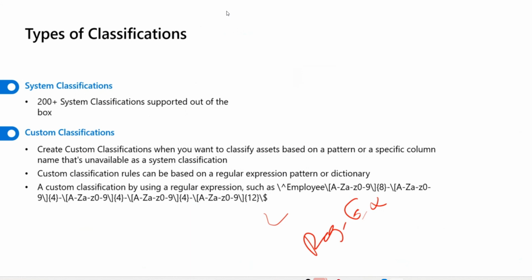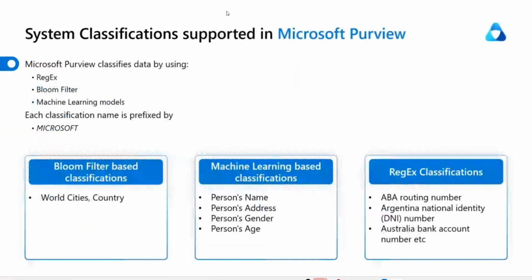Okay, so it's sort of rich. So remember, when it comes to classification in scan, you need to have a level 3 scan for classification. Otherwise, it doesn't know. System classification is supported by regular expression, Bloom filter, machine learning models and all. So these are the things we see.